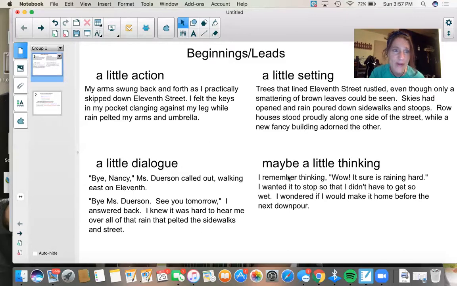Okay, so now you have today spent a little time trying out 2, 3, or 4 different leads, and you're going to pick one. I kind of like the little dialogue for my story, and I kind of like the setting. So I might choose either one of those. I might even start it out with both.